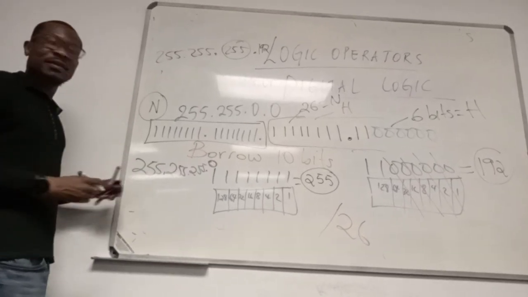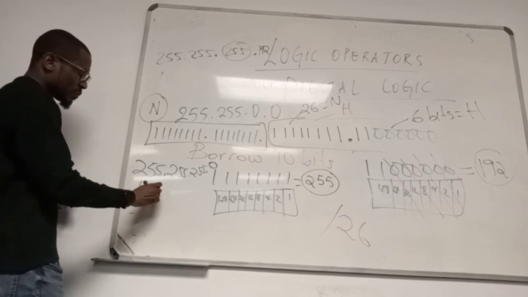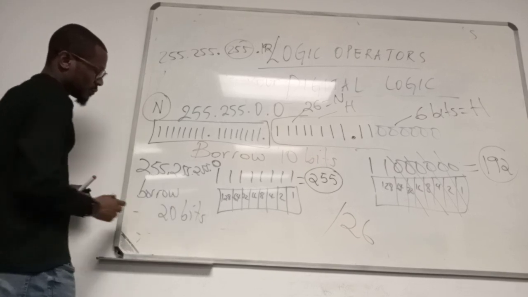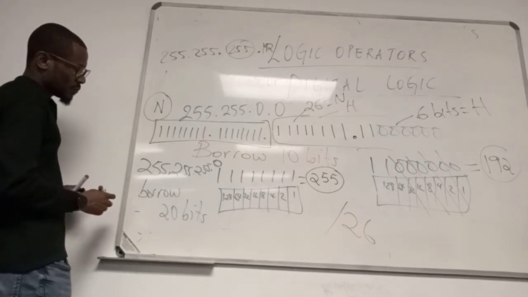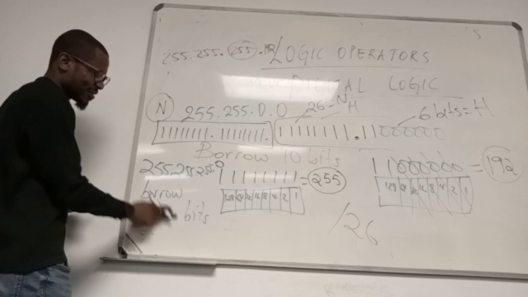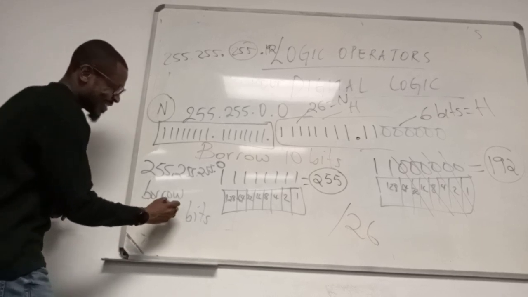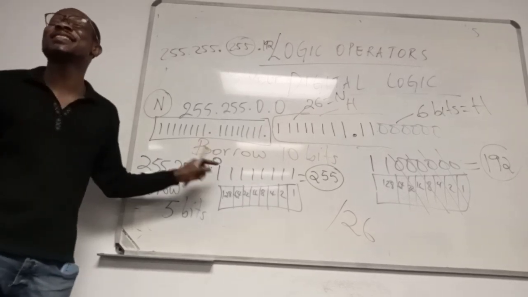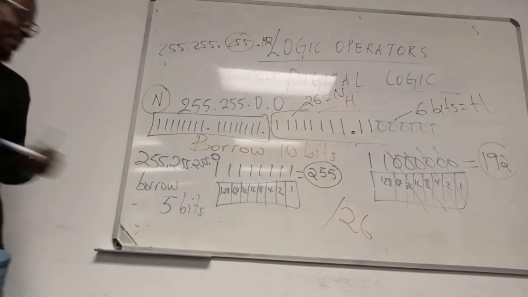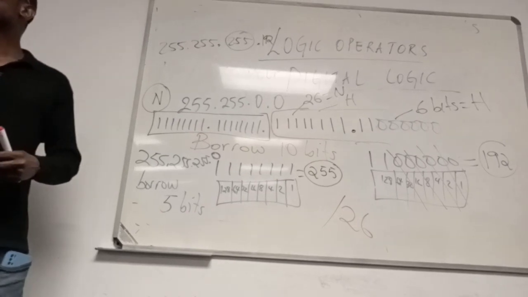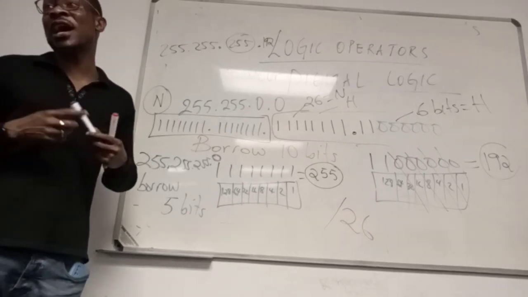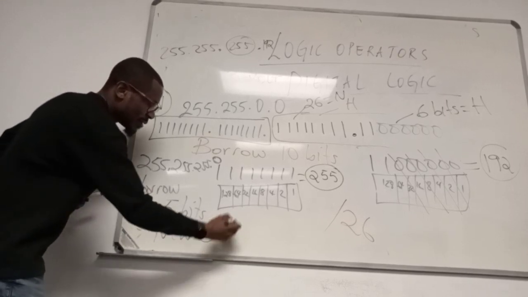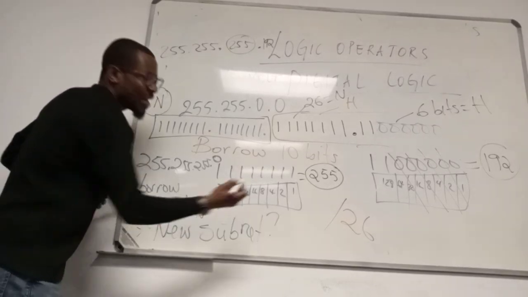255.255.255.0, it's a class C. You have to borrow 20 bits. No, we cannot borrow too much. You are clever. Now you can see already that no, 20 bits is impossible because there's only 8 bits here. Yeah, now it's fine. You can understand. Okay, you're going to borrow 5 bits, and your job now, you must show us the new subnet. The new subnet is what I want to see.